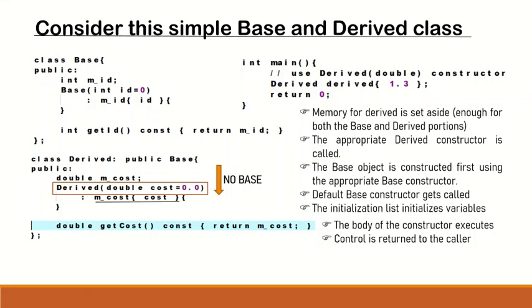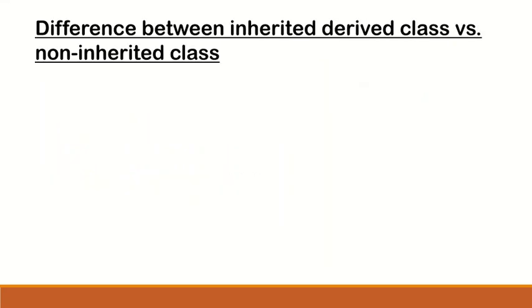Okay, students, welcome back. As we discussed, we did not use any base class constructor to initialize the base class data member when creating the derived class object. So let's sum up these two things together and try to understand the difference between the inherited derived class and the non-inherited class. Here the derived class is the inherited class, and the base class is the non-inherited class.